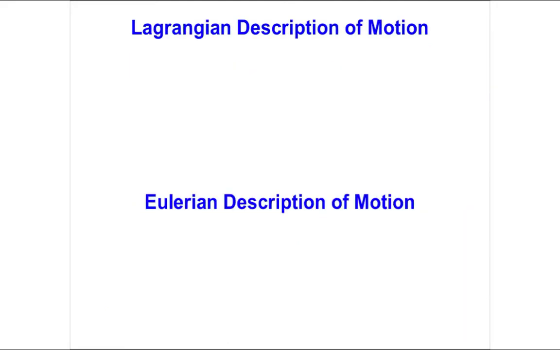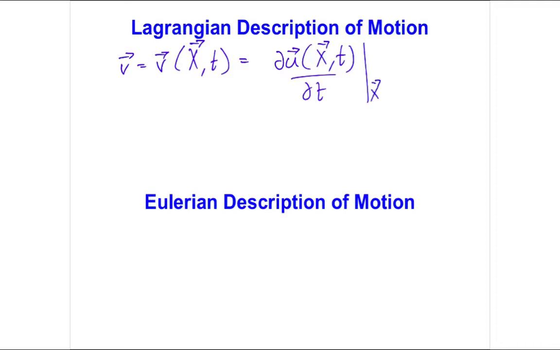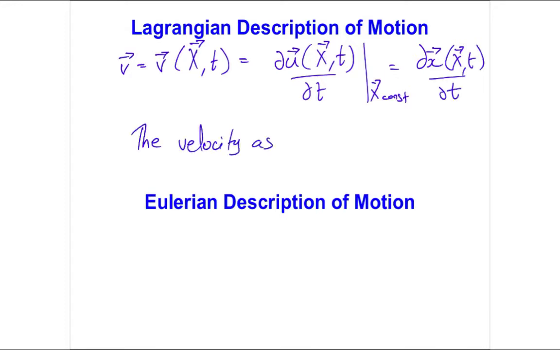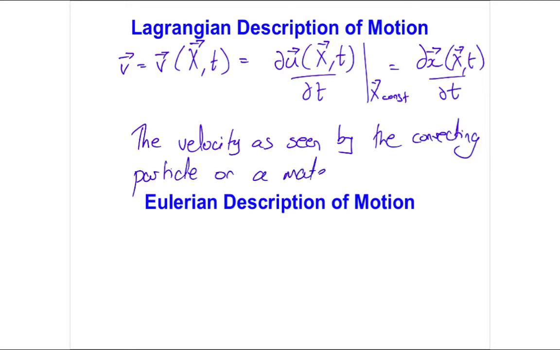A Lagrangian description of the velocity vector is given by V as a function of the material coordinates capital X and time t, which is the partial derivative of the displacement u as a function of capital X and t with respect to t, with capital X held constant, which is equal to ∂x/∂t with little x as a function of capital X and t. This is the velocity as seen by the convecting particle or a material observer.